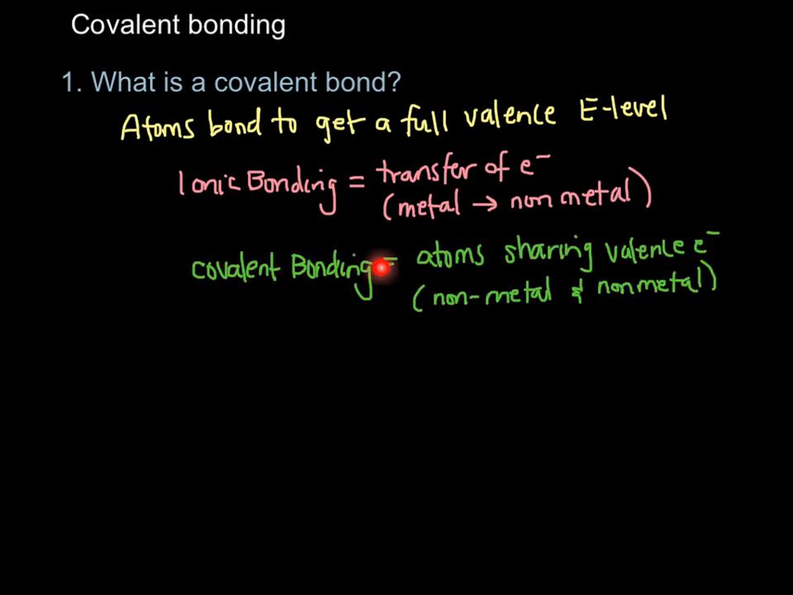And in covalent bonding, you find that instead of getting a transfer of electrons like you do in an ionic bond, the two atoms are actually going to share valence electrons so that they each have 8 to use. And you'll find that these happen between two nonmetals. So two atoms that are both nonmetal atoms will tend to form covalent bonds.